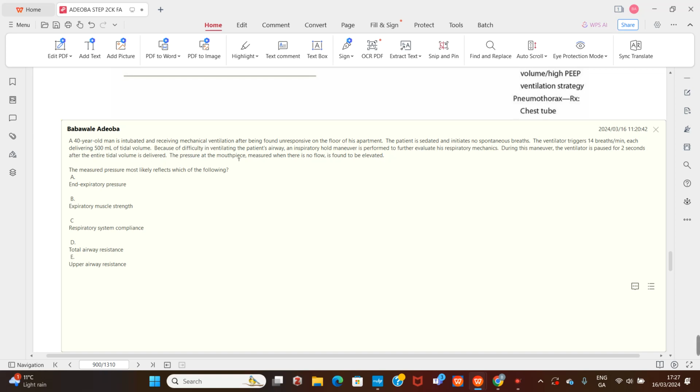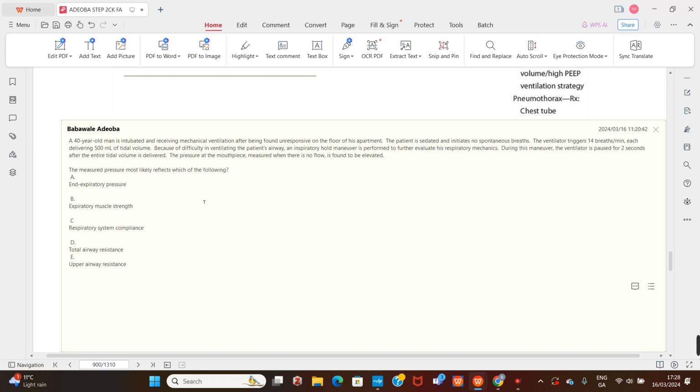The pressure at the mouthpiece measured when there is no flow is found to be elevated. Who knows what that pressure is? Let me read it again. The pressure at the mouthpiece measured when there is no flow is found to be elevated. The pressure when there is no flow, we have eliminated flow. So what is going to be the pressure that is remaining?